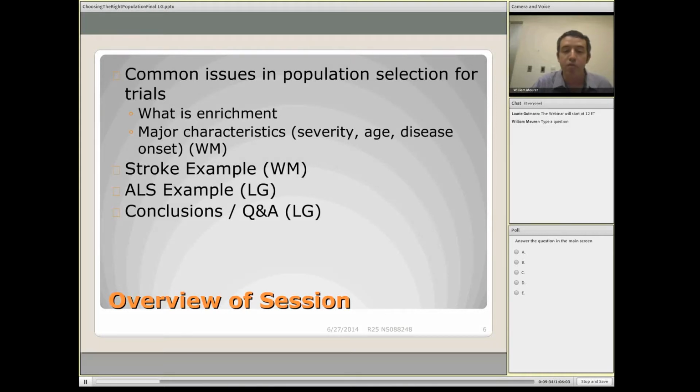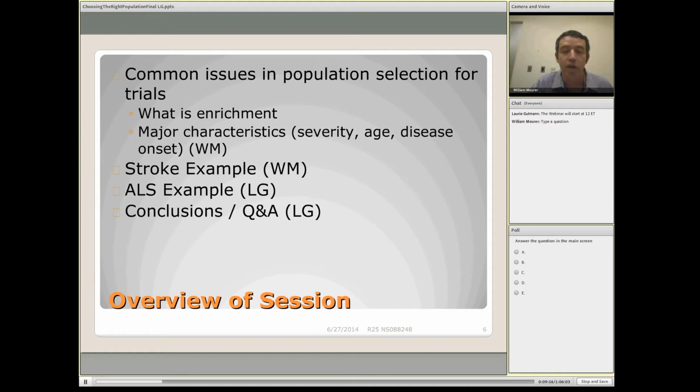I'm going to go over some major characteristics that are salient to population selection for clinical trials, things that come up consistently with a focus on neuroscience trials. Severity of disease, the age, timing of disease onset are all major categories that cross diseases and are very important to your design of a trial.